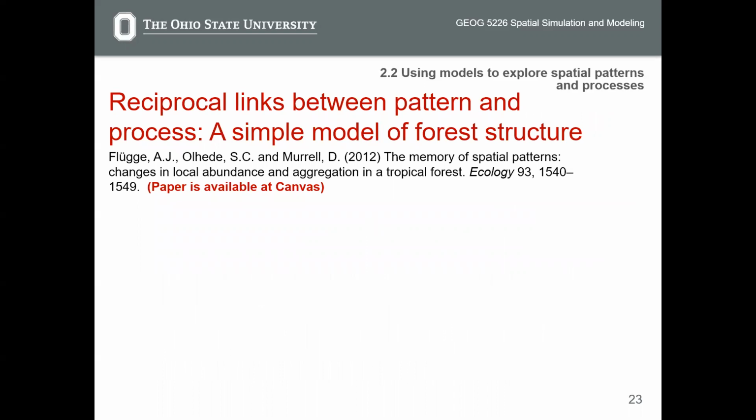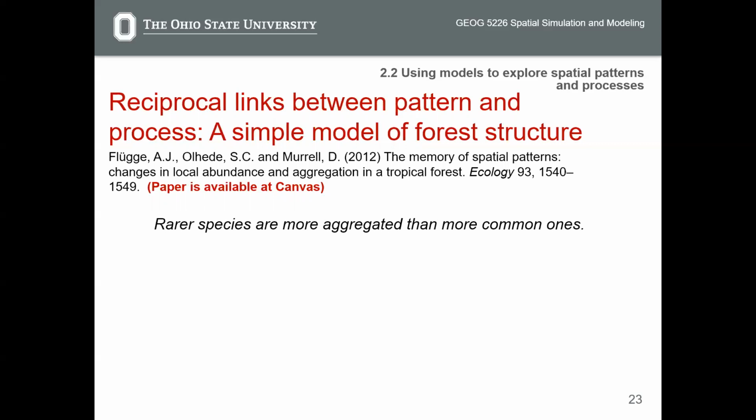And here we go. The first example I want to discuss about using models to explore spatial patterns and processes. So this example here is about reciprocal links between pattern and process. It's a model for forest structure, okay? And the content of this paper is this, okay?